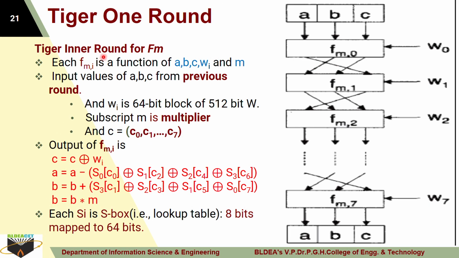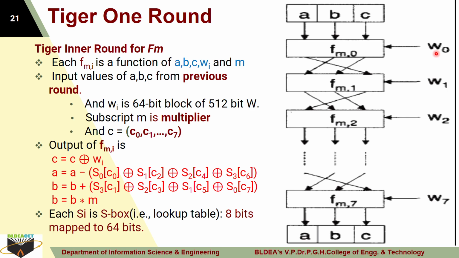Tiger inner round. Let's consider one round of the inner round here. As we know, each F_m comma i is a function. This F of m comma i may have i as 0, or i as 1, or it may be up to 7, any value. So what is the input for this F_m? The inputs are A, B, C, and W here.